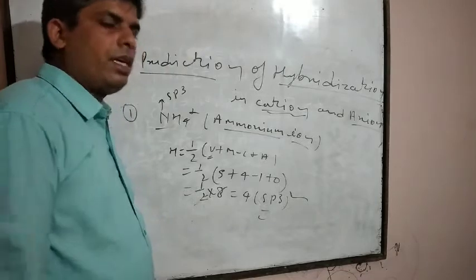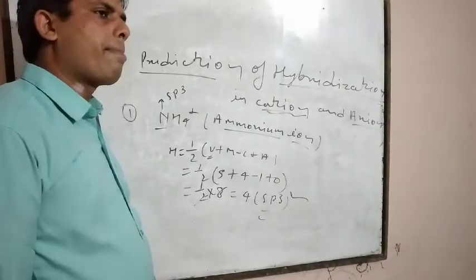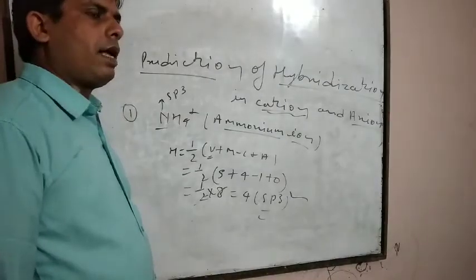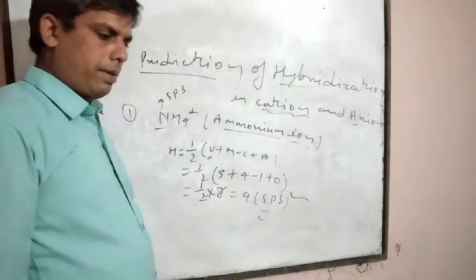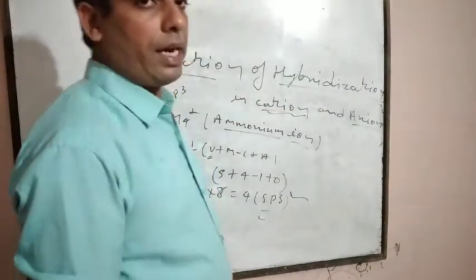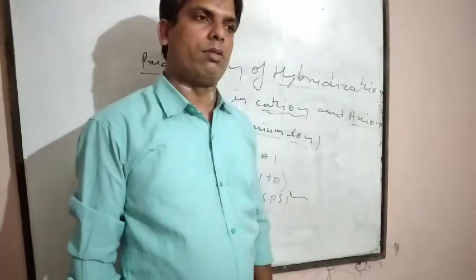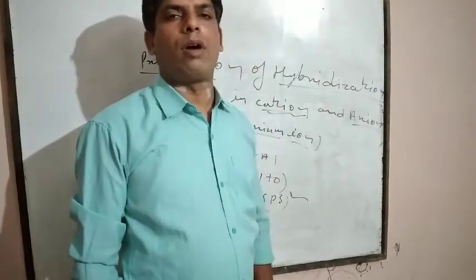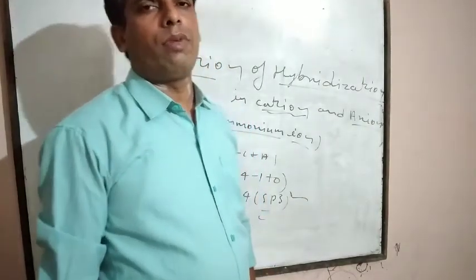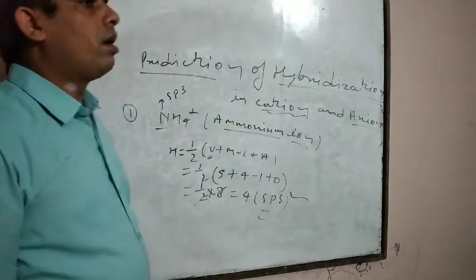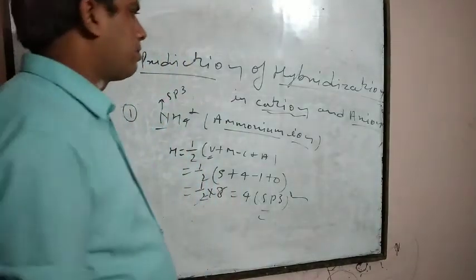And I have already told you that if in any compound the central atom has a lone pair of electrons, then with the help of counting charge cloud, we can find out the type of hybridization.